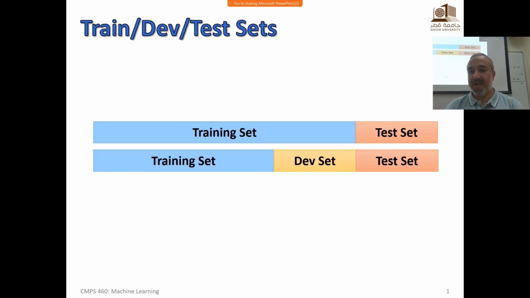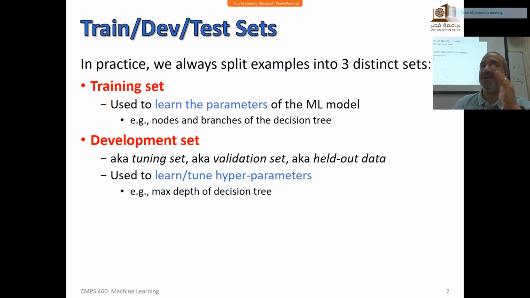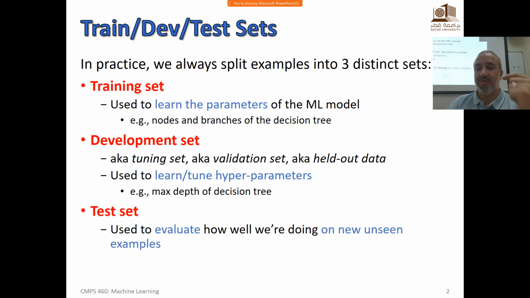To evaluate the model. So eventually we have three splits: the training set to learn the parameters, the development set, sometimes also called the validation set, you will hear this in other contexts, or held out data. We use it to learn or tune the hyperparameters, and finally the test set to evaluate how good the model is on something that is completely unseen.